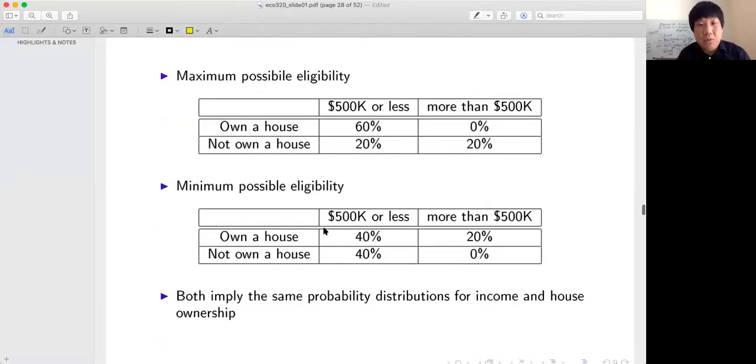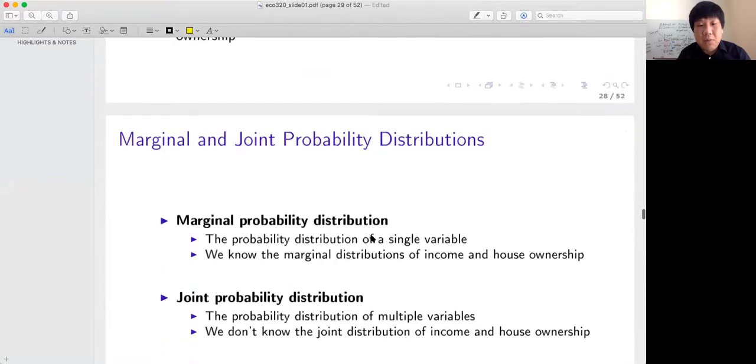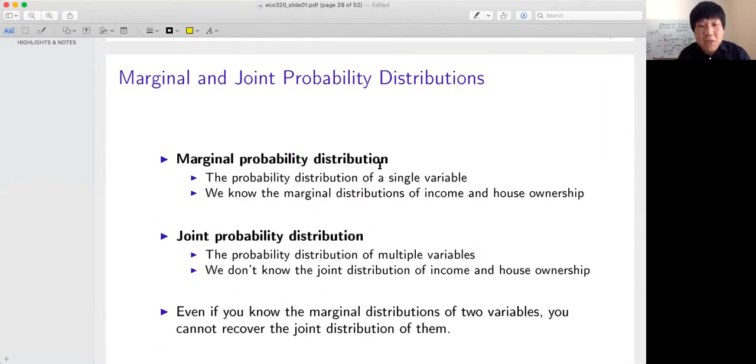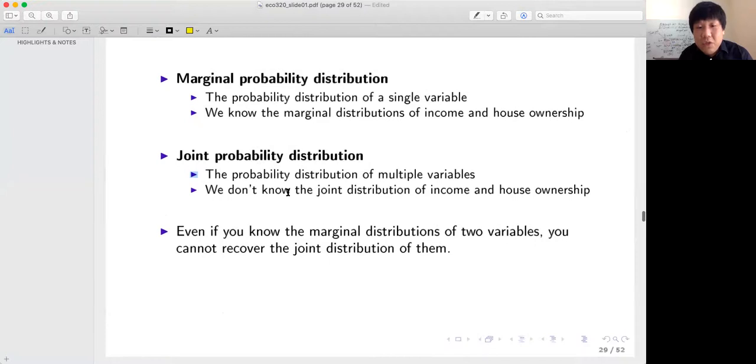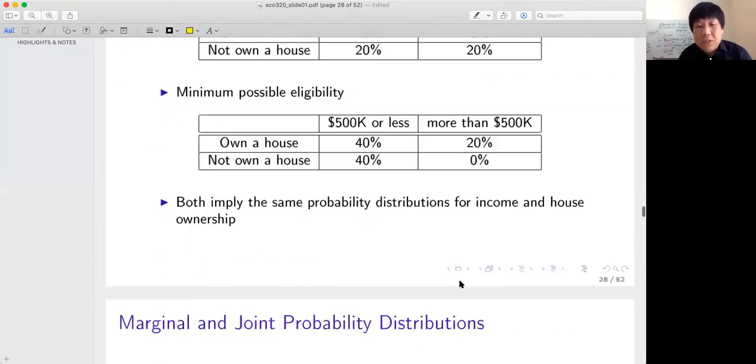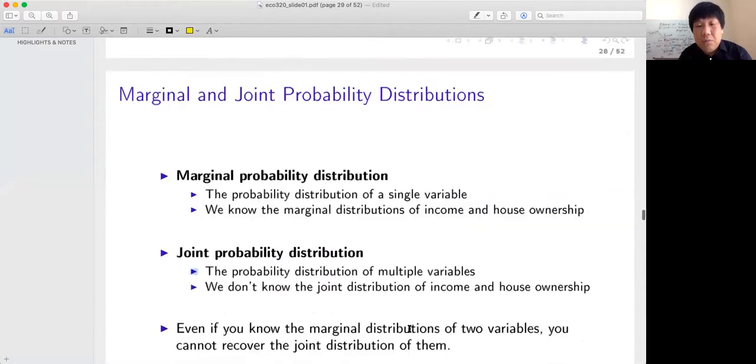So that's why we get this maximum or minimum range. And these were the definitions. Marginal probability is the probability distribution of a single variable. Joint probability is the probability distribution of multiple variables. We needed these definitions. We don't know the joint distribution, which is why we only guess maximum or minimum values. Even if you know the marginal distributions of two variables, you cannot recover their joint distribution, because you still have to know the joint probabilities.